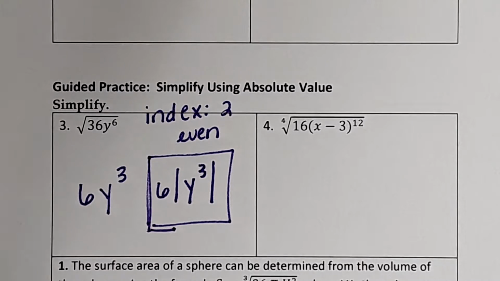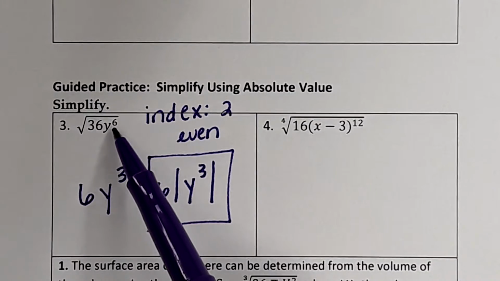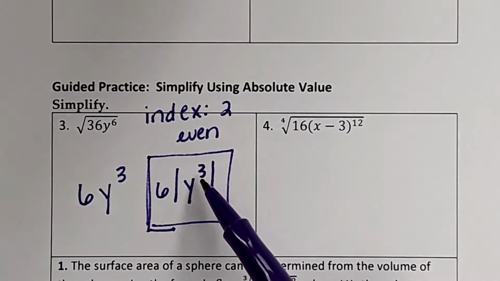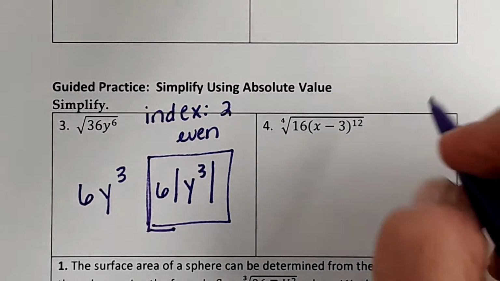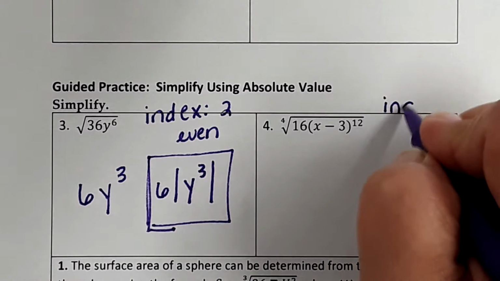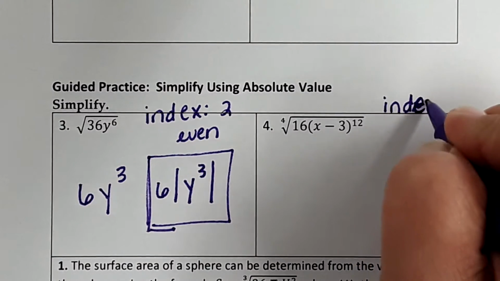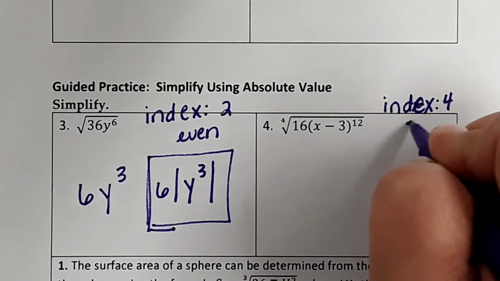And I know you want to ask, Ms. Fleury, why didn't we do it for number 1? Because number 1, I was just showing you that we're going to divide. But now what we need to do is start paying attention to where we're going to put the absolute value. Again, even exponent divided by an even number gave me an odd exponent. I need absolute value. Okay, so now my index is what? What is my index this time? My index is 4. That's even.